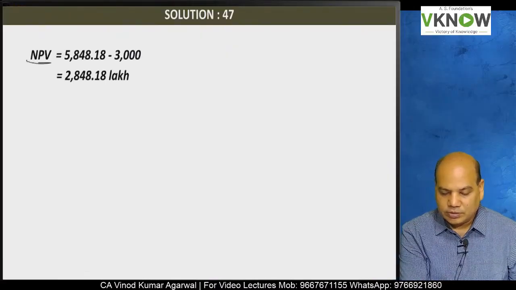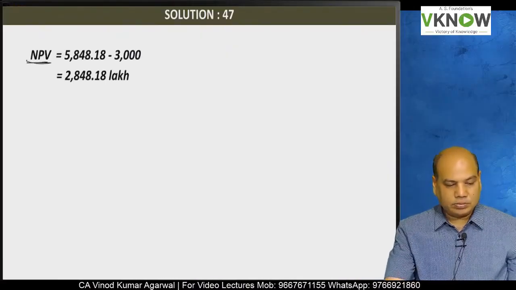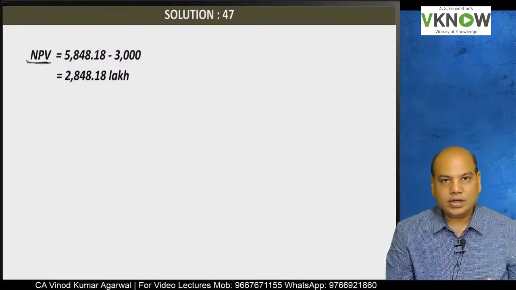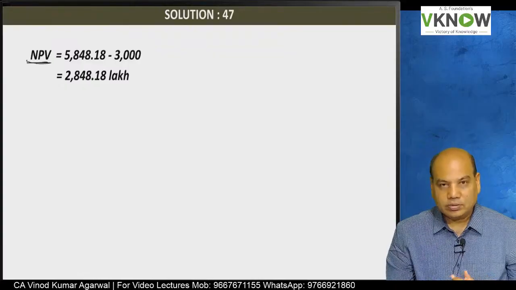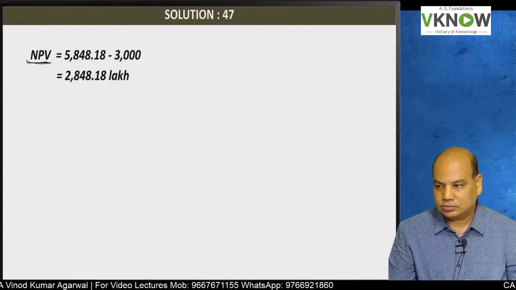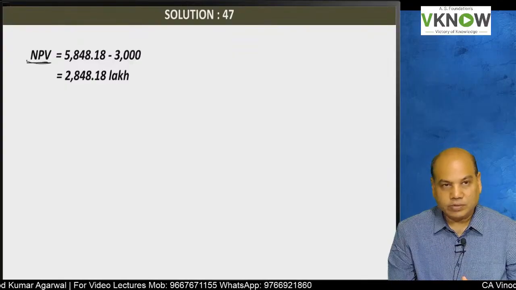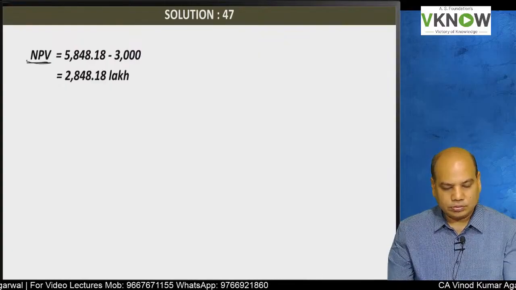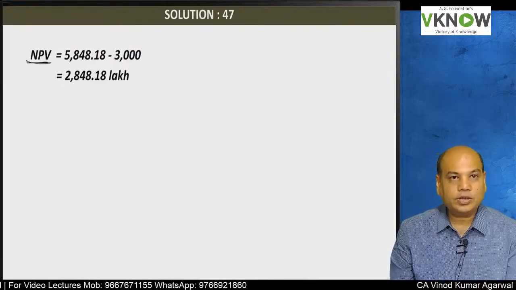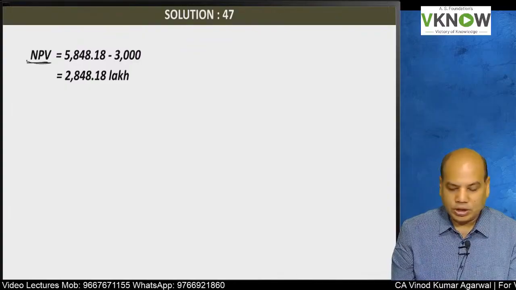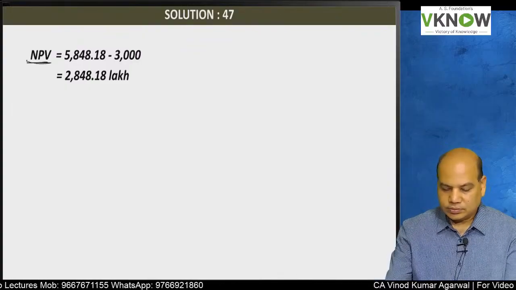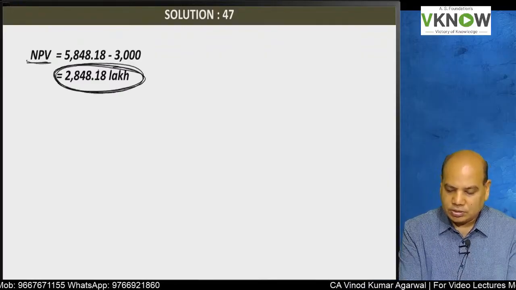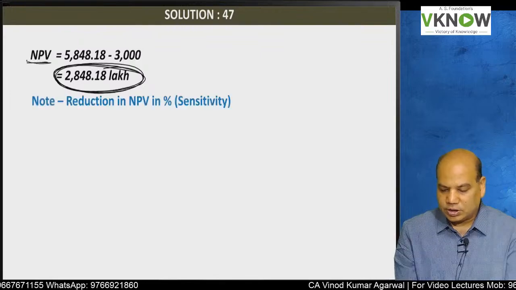Now write down NPV. NPV equal to 5848.18 minus 3000, which is equal to 2848.18 lakhs. This is my NPV after change in cost of the plant and machinery.